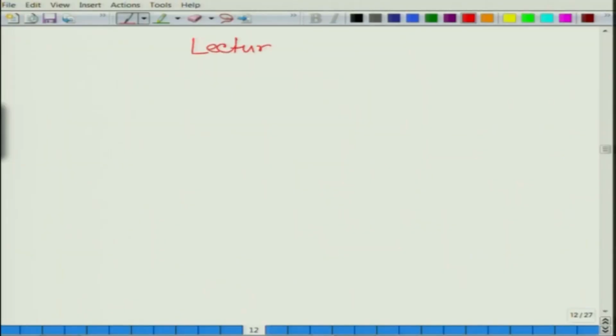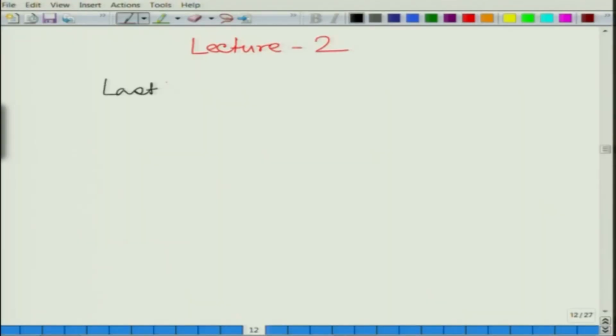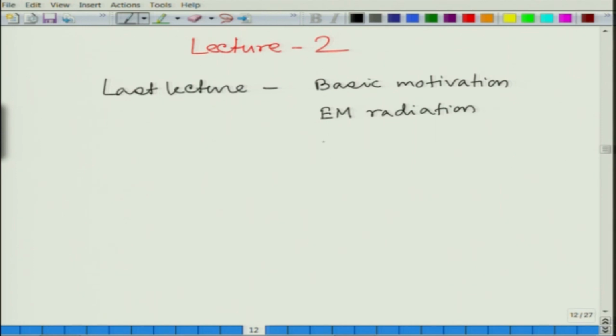Okay, welcome. This is the second lecture for the course Element of Solar Energy. In the last lecture, we introduced you to the course and its basic motivation, and then we talked about electromagnetic radiation, the basics of it, and then the structure of the Sun. These are the major things we covered, and we also talked about the solar radiation spectrum.